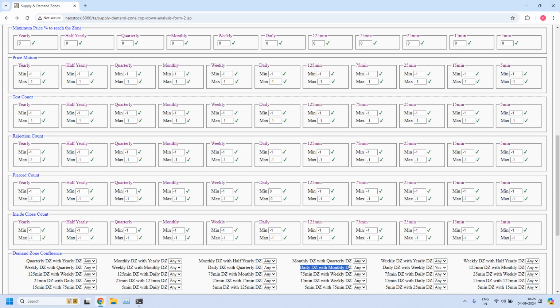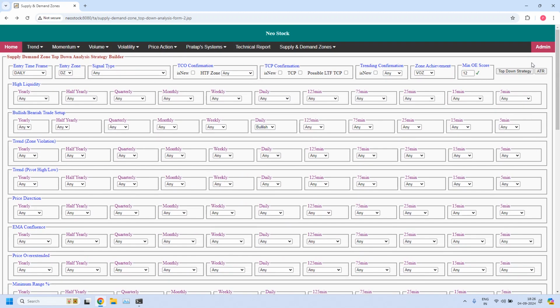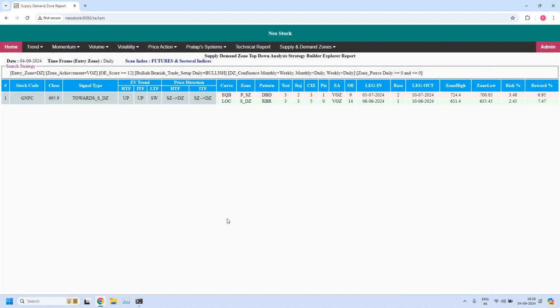Now I am enabling daily demand zone with weekly demand zone filter, and also weekly demand zone with monthly demand zone filter also I am enabling. That means LTF, ITF, HTF confluence, daily, weekly and monthly confluence. Only one stock is filtered.